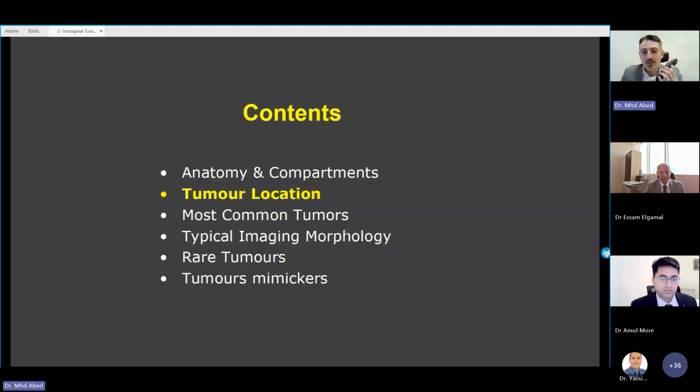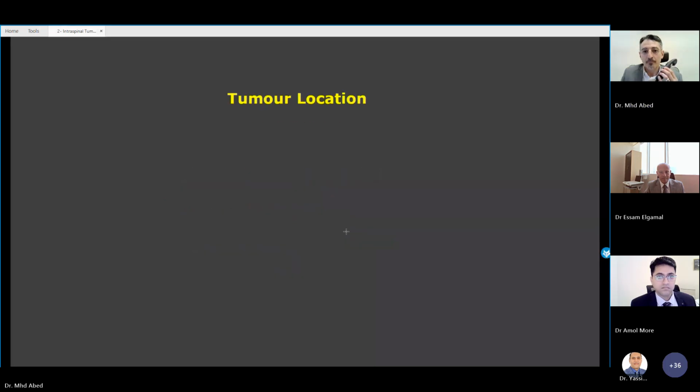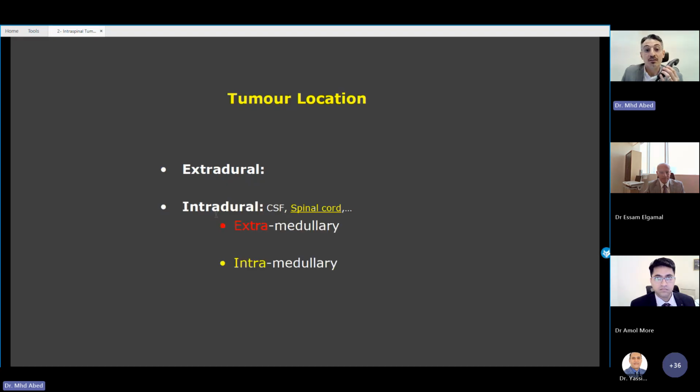So about the location of the tumor, we have the extradural and intradural spaces.